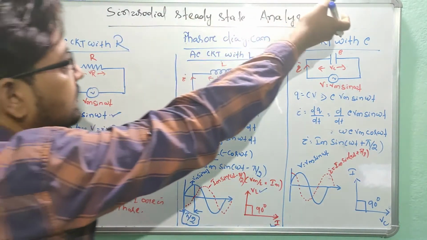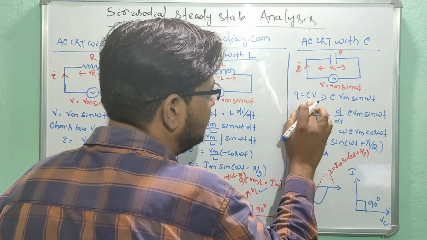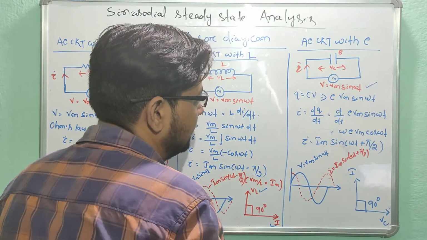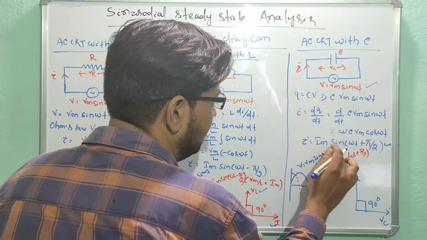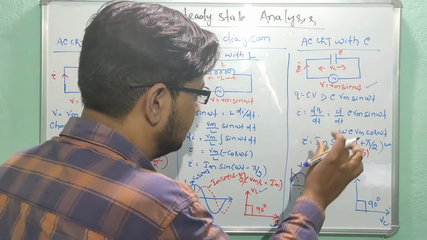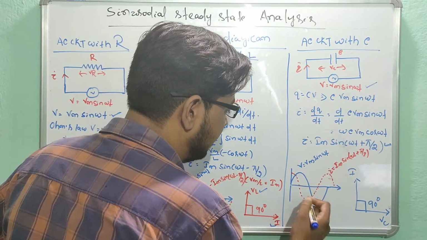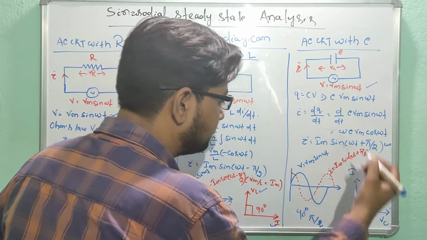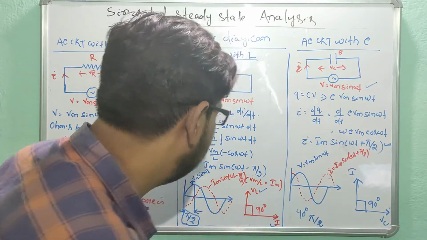For the AC circuit with capacitance, Q is equal to C into V. What is my voltage expression? V is equal to Vm sin omega t. And what is my current expression? This is my current expression: I is equal to Im sin (omega t plus pi by 2). From this, you have to conclude that the current leads the voltage by an angle of 90 degrees, or pi by 2.